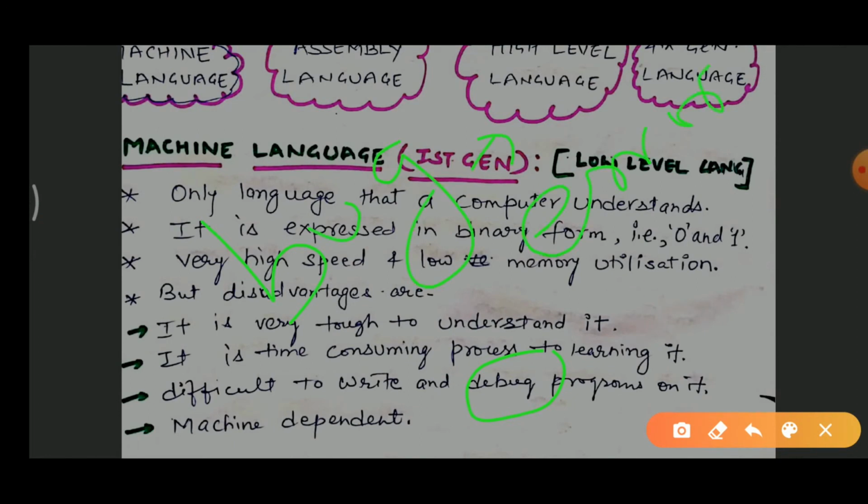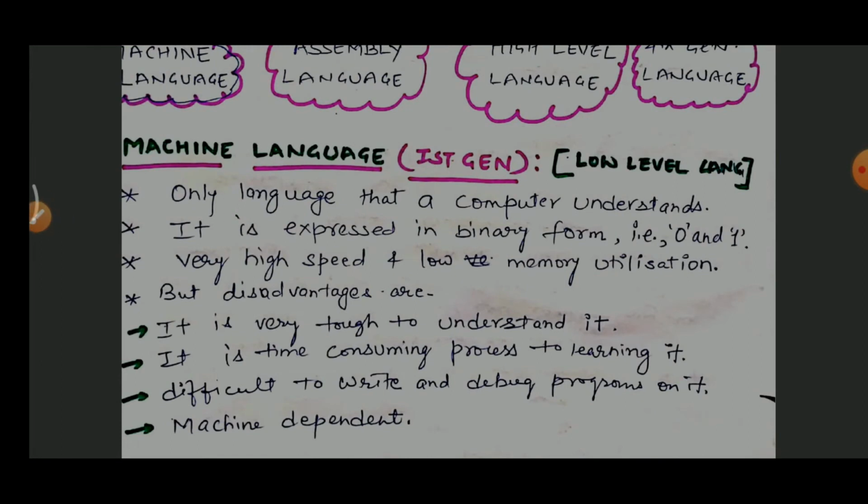Whenever we are developing any program in machine language or in any other language, if there are some errors, those errors are known as bugs. The process to correct those errors is called debugging. So whenever we are correcting the errors, that is called debugging.